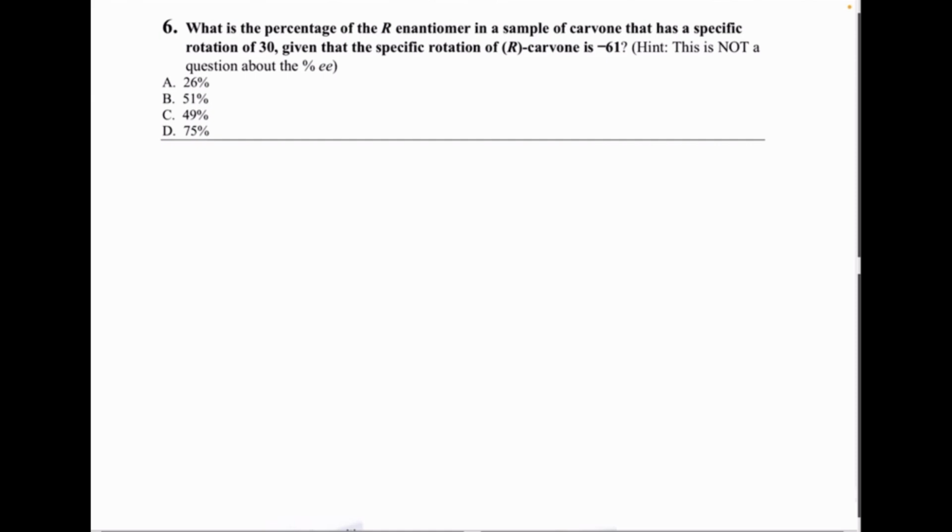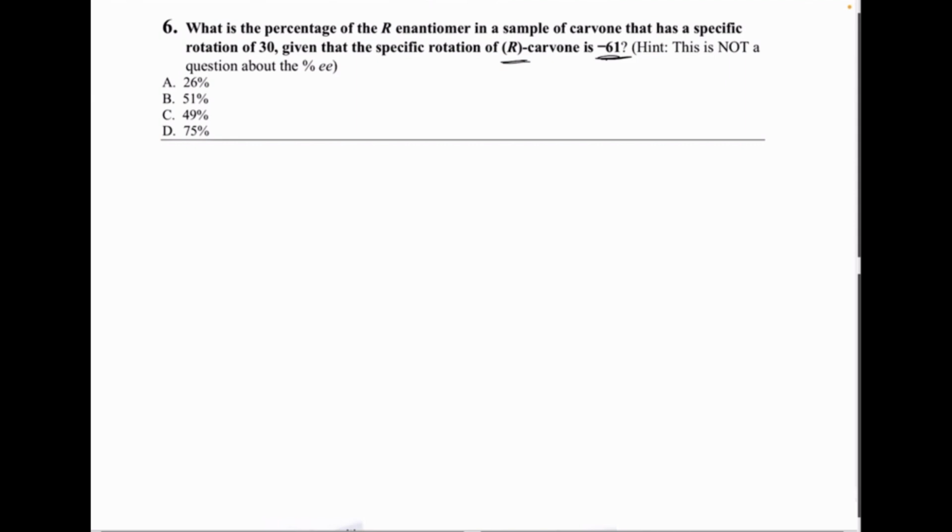What is the percent of the R enantiomer in a sample of carvone that has a specific rotation of 30, given that the specific rotation of the R carvone is negative 61? Hint, this question is not about the percent enantiomeric excess. Okay, pause the video now and try to get your answer.